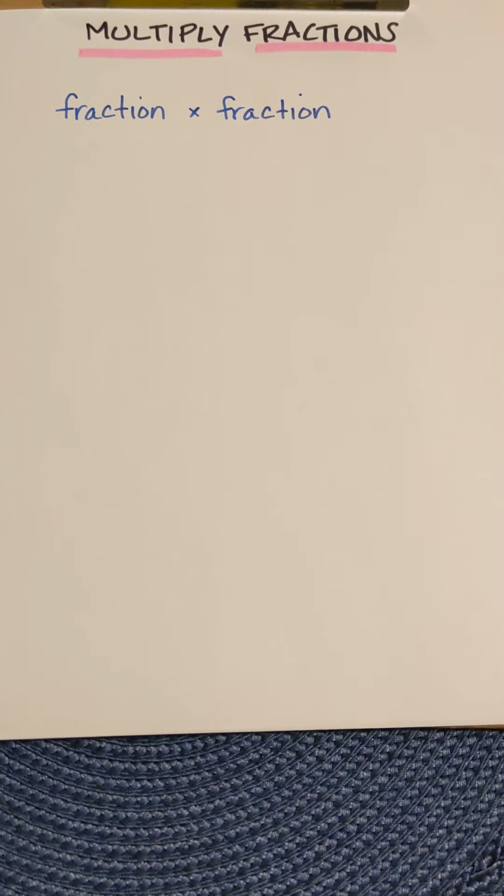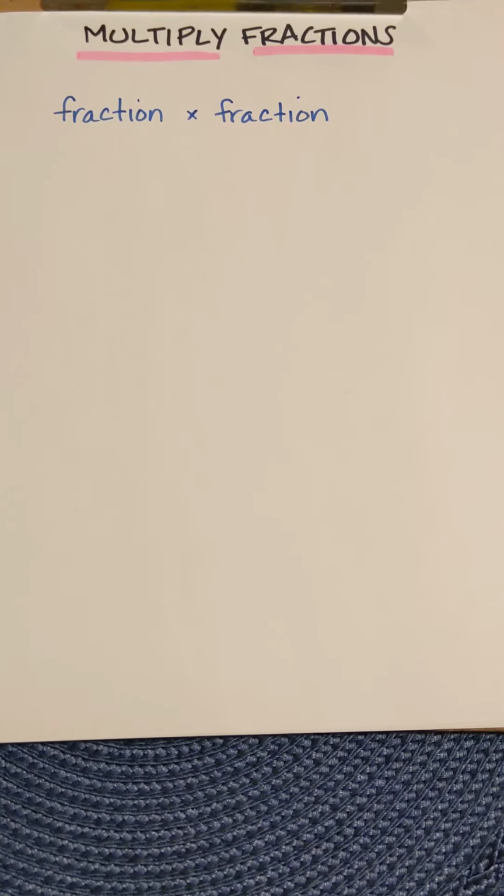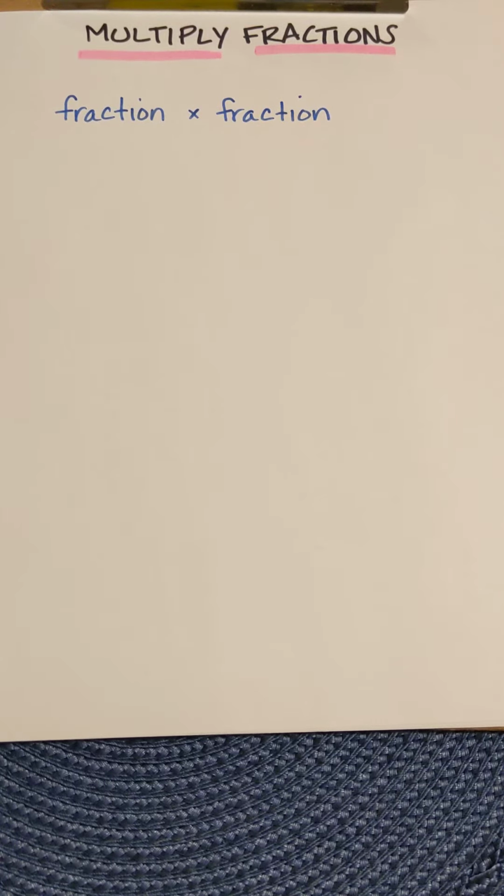Welcome to a live anchor chart on how to multiply fractions. When you multiply a fraction by a fraction, you're multiplying a value less than 1 by another value less than 1.